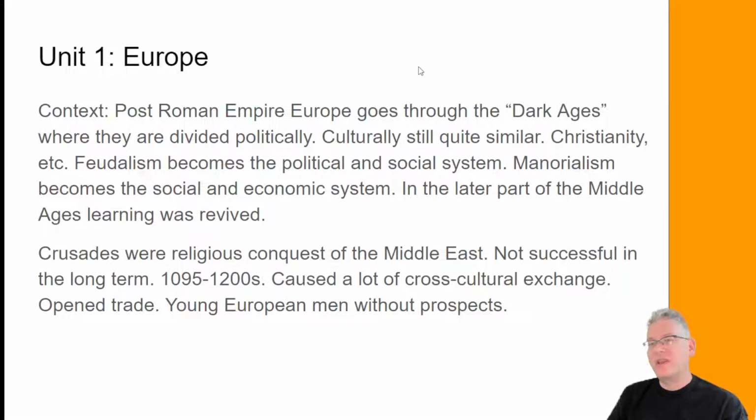In the latter part of the Middle Ages, learning was generally revived. We will also have these things called the Crusades, which we mentioned up in Dar al-Islam. These are religious conquests of the Middle East. Not successful in the long term, but they're from about 1095 to about the 1200s. They caused a lot of cross-cultural exchange, though, which was really good. Open trade. Young European men without prospects are the ones who tended to go on the crusade.